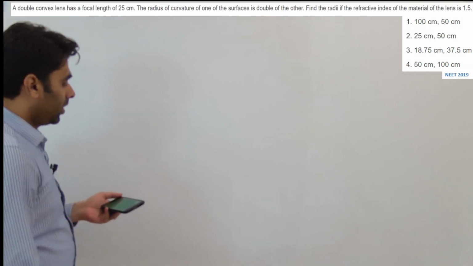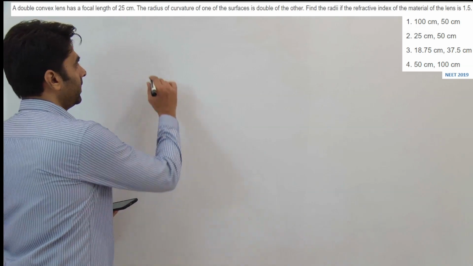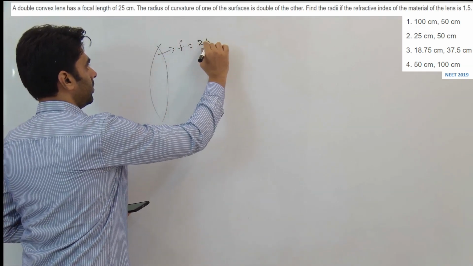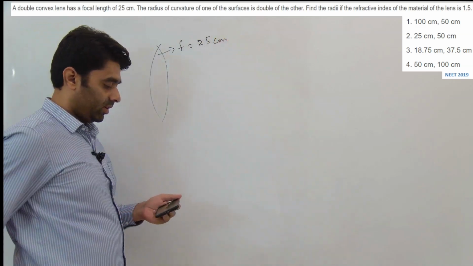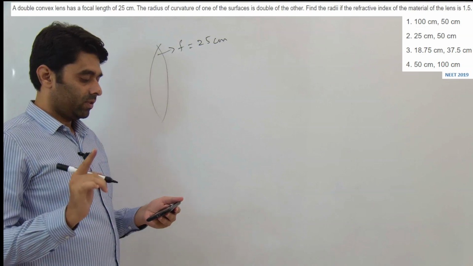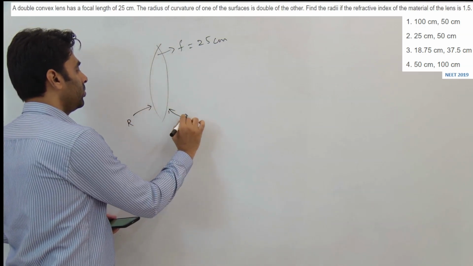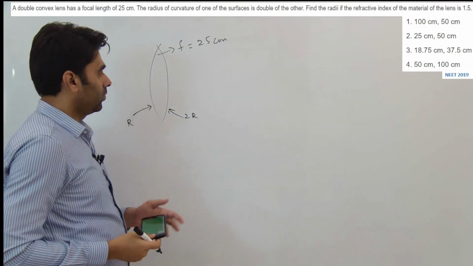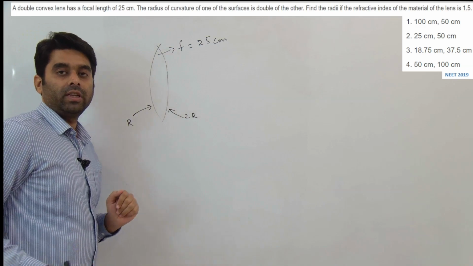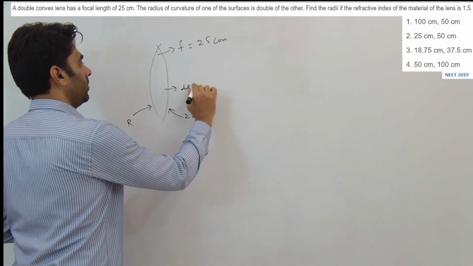So the question we have: a double convex lens has a focal length of 25 centimeter. The radius of curvature of one of the surfaces is double of the other. So if this is r, this one will be 2r. Any one of them we have to take. So one is double of another. Fine. Find the radii of curvature of the lens. The refractive index of the material is 1.5.